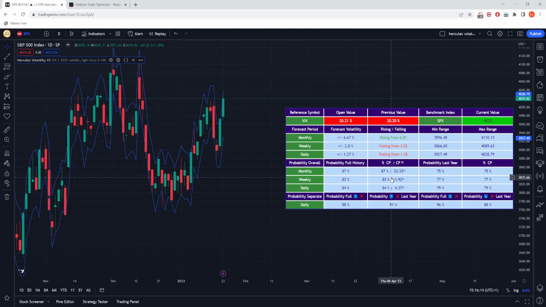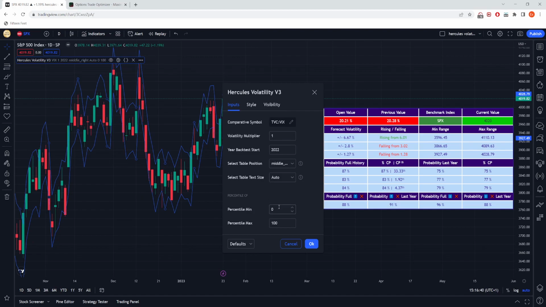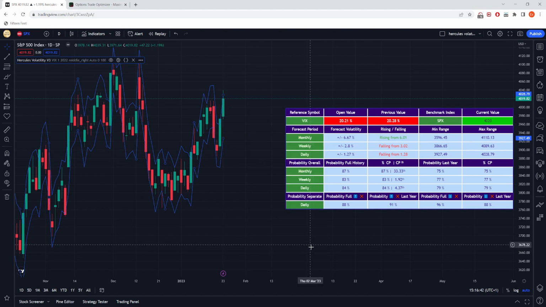If we take into account, for example, the entire history of data on the daily time frame, we can see that we have an 84% probability that the market is going to stay within the candle that we have right here. However, at the same time, the current percentile, which in this case is 4.37%, and the value that we have established from 0 to 100, is of course going to be the same value as we had from here, because this is from 0 to 100 without any restriction.